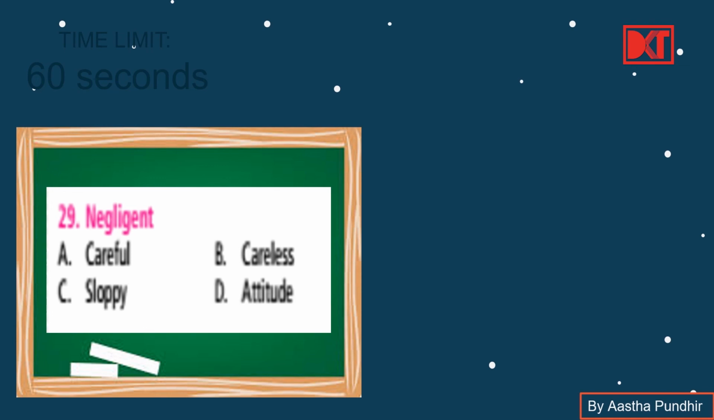Alright, the next word we have is negligent. Here the options are careful, careless and sloppy and attitude. Now negligent is an antonym of careful. Careful, someone who takes a lot of care and is concerned, whereas negligent is someone who's careless and sloppy.